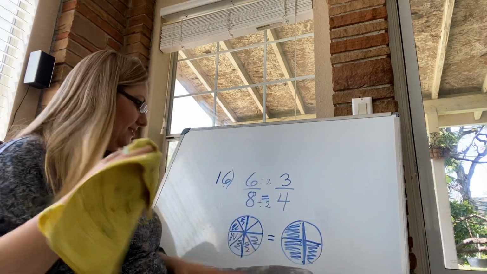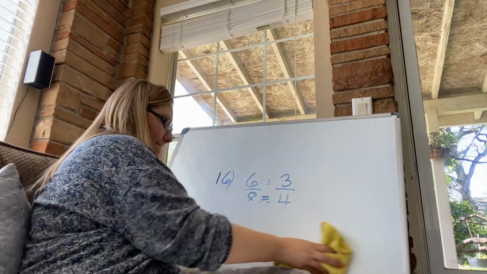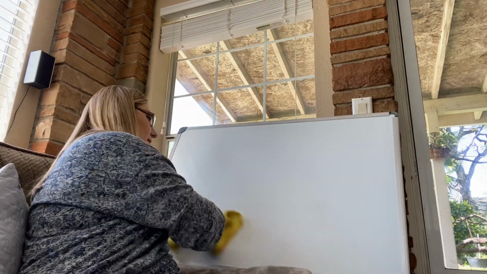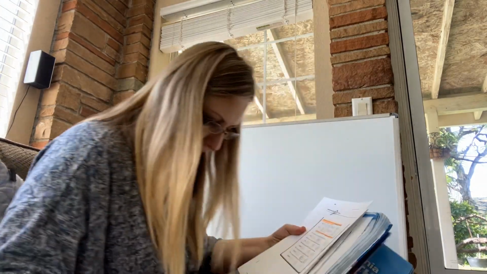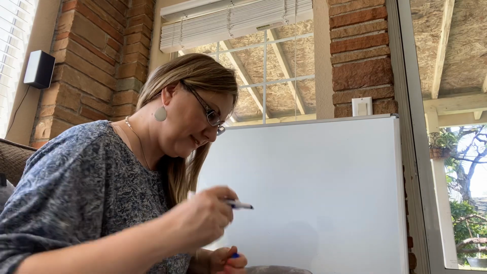Pause it if you need to before I erase it. Feel free to pause that. All right, and moving on to number 17. Number 17 is where we get a new bit of information. It says manipulatives, or in our case, drawing circles, congruent circles, can help you add and subtract fractions.